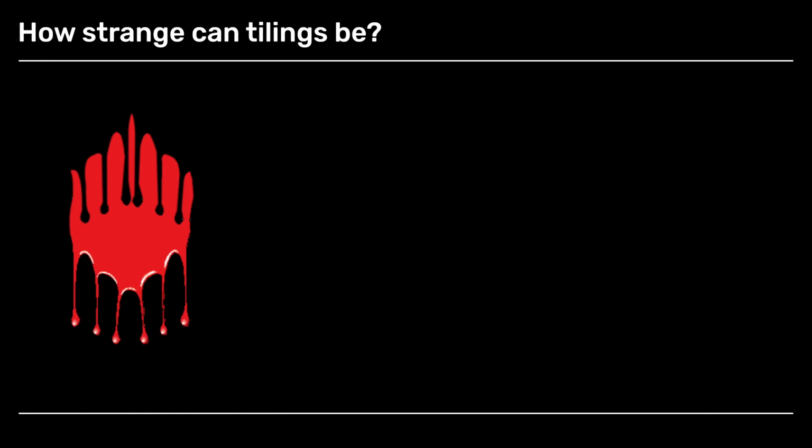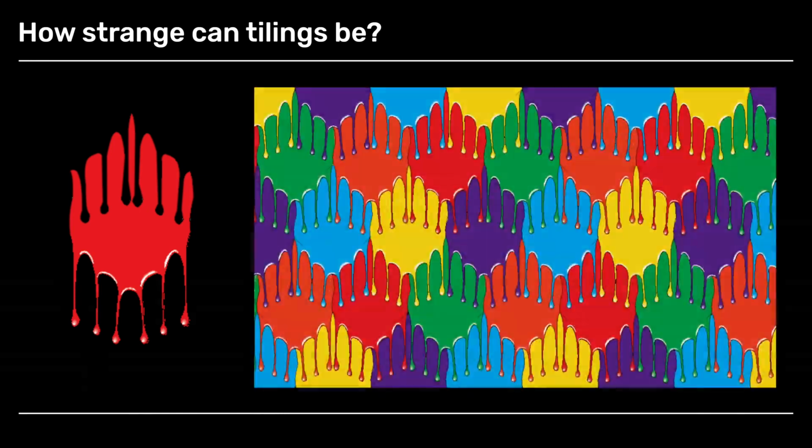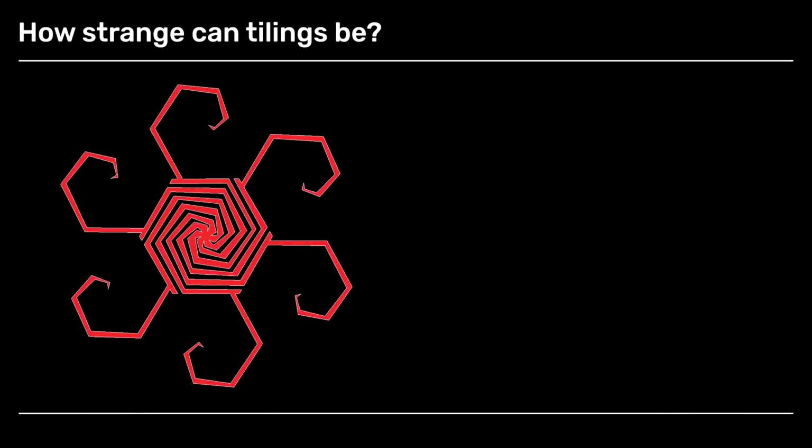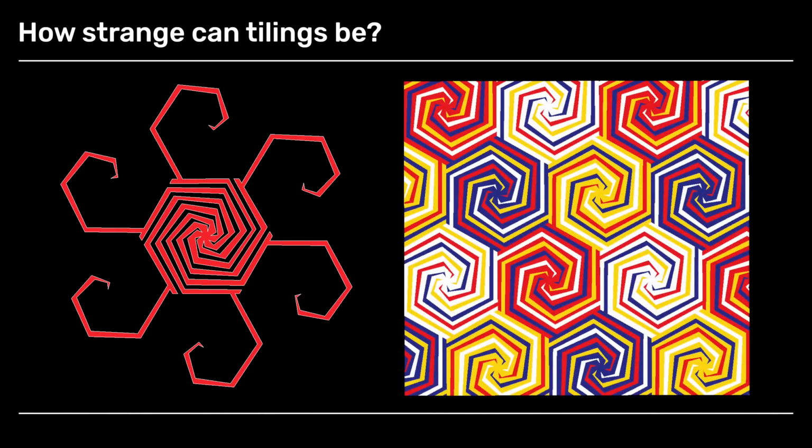Here's another strange looking tile. This one I think of as a dripping paint tile. And if you tile with this particular tile, you get this picture that looks like a whole bunch of dripping paint splotches. Here's another unusual tile. I call this the hexagonal spider. And if you take this hexagonal spider, you can actually tile with that hexagonal spider in a pattern that looks like this.